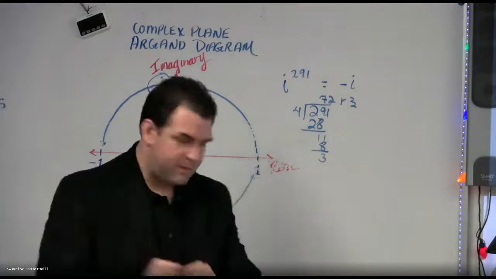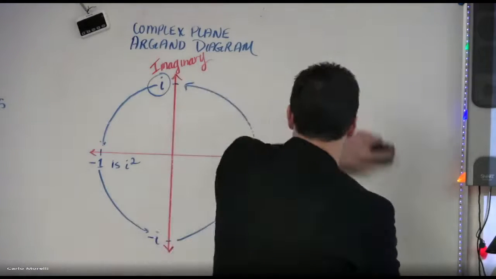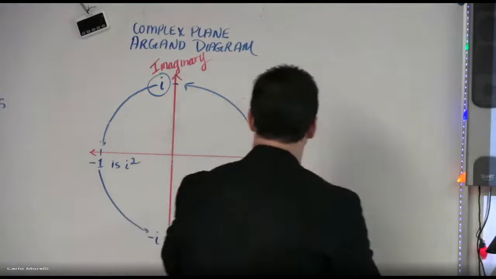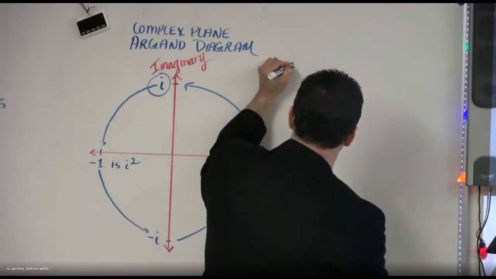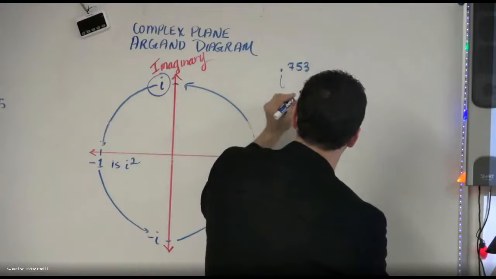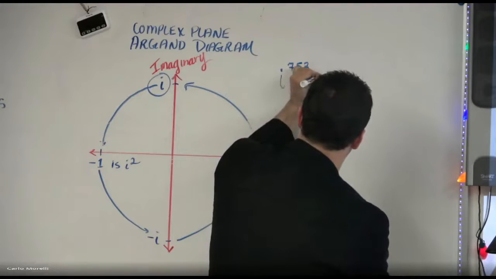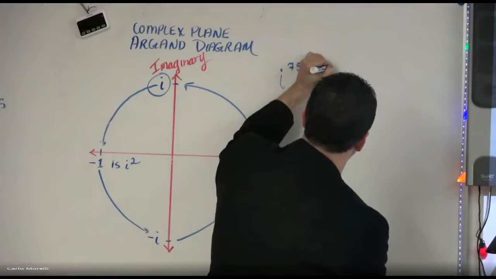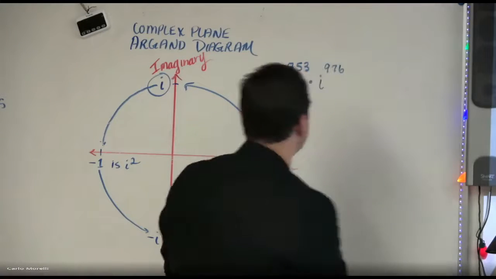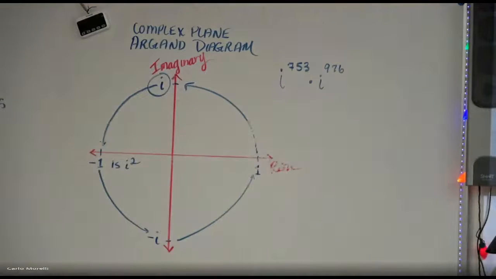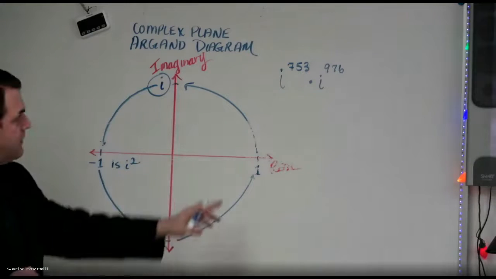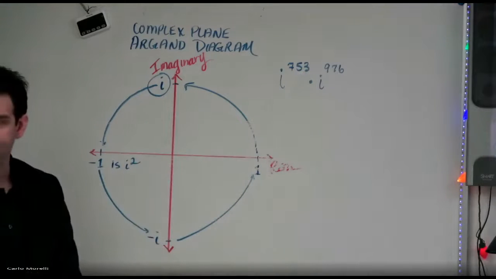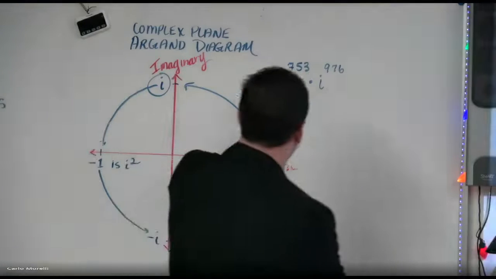So here's where we bring it all together. Let's take i to the 753rd power times i to the 976th power. Can you even imagine how difficult this would be to do by using your hand to rotate around the circle 753 times? Okay. So first, let's figure this one out.